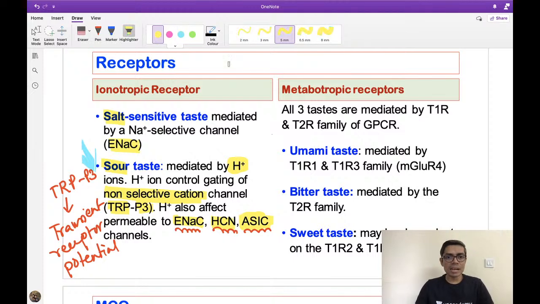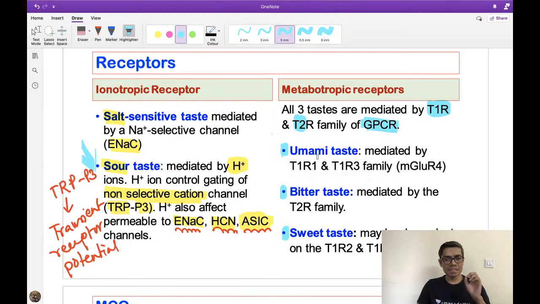Now read the other half of this thing. Metabotropic receptor. I told you metabotropic receptor means they are the G protein coupled receptor. G protein coupled receptor, so GPCR. What family of G protein coupled receptor? There are A, B, C different types of family, right? Here we are going to discuss that T1 and T2 receptor family, they are main for the perception of these three kinds of taste sensation, that is nothing but umami, bitter and sweet.